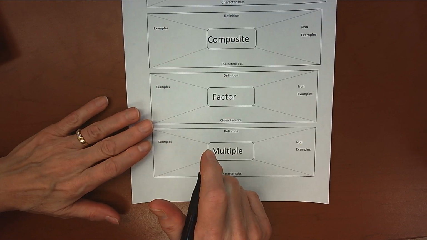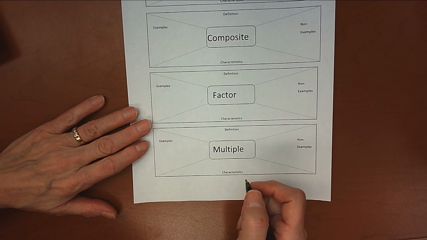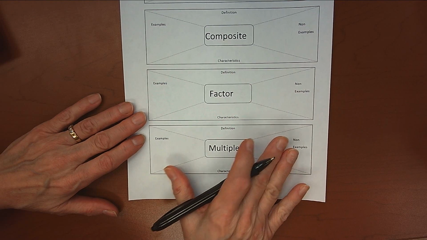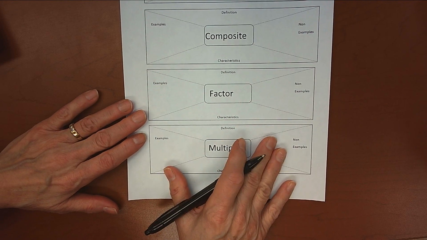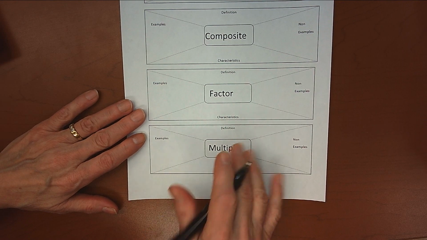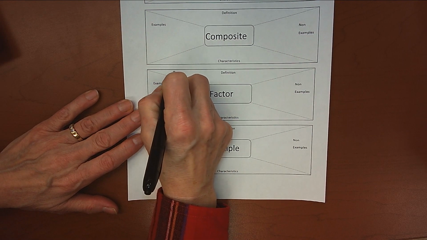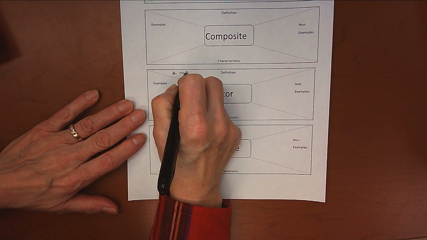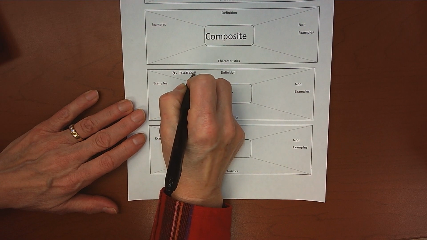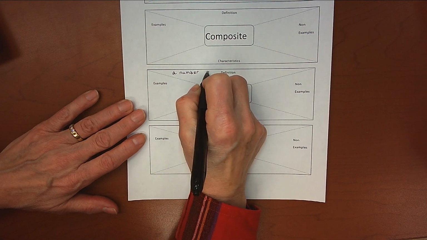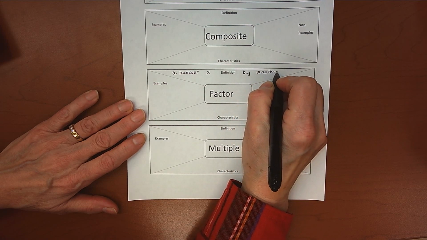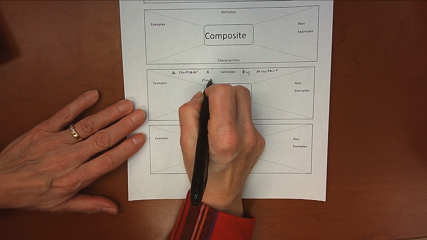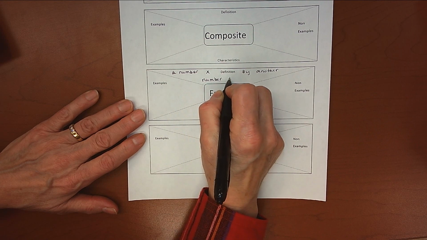So go on down to your third vocab word there on your notes, and remember, if you don't have these notes, you can always print them from Canvas. So a factor is a number multiplied by another number to get a product. A number multiplied by another number to get a product.